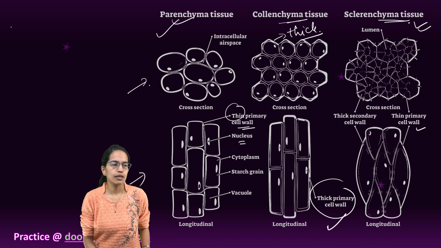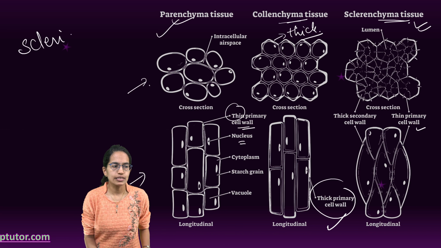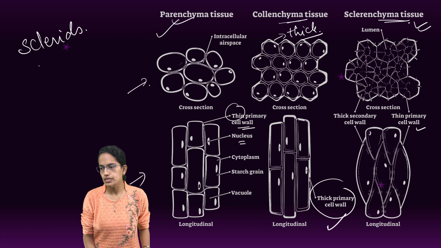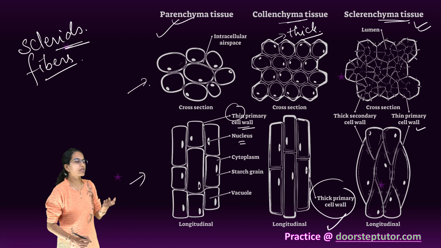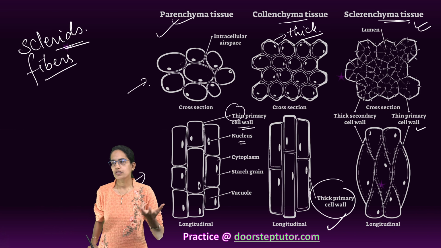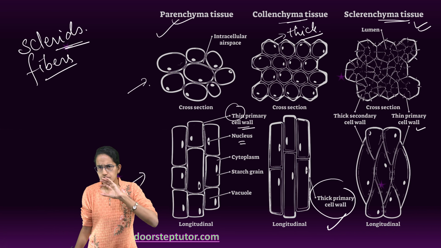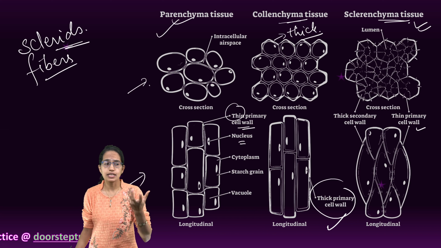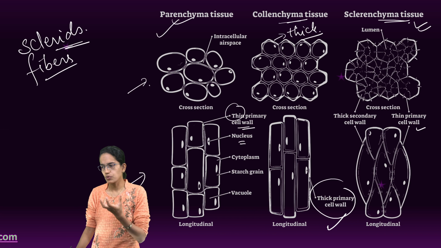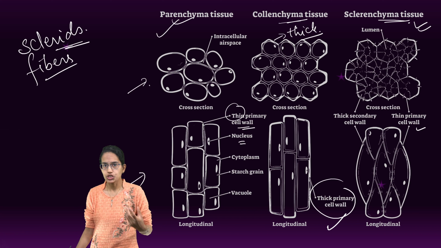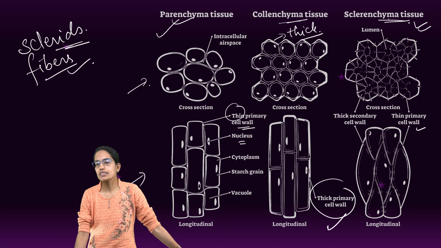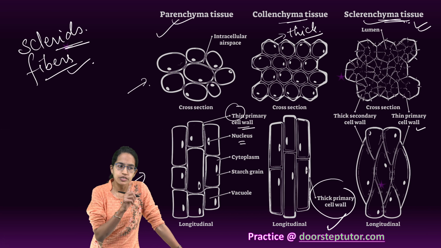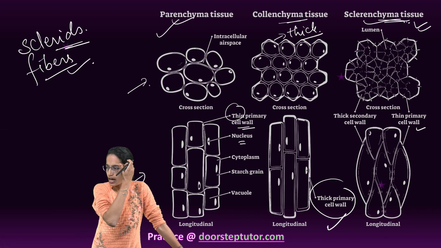Now this sclerenchyma has two types of cells. One is sclereids, the stony cells, and the other is the fiber. Now sclereid, which is the stony structure, is present where? Pulp of guava is a good example to understand sclereids. Seed coat is another example in case of fruits which are more stony. For example, nutshells are good examples of sclereids. Then there is fiber, which is another example of sclerenchyma. So sclerenchyma is classified as sclereids and fibers.